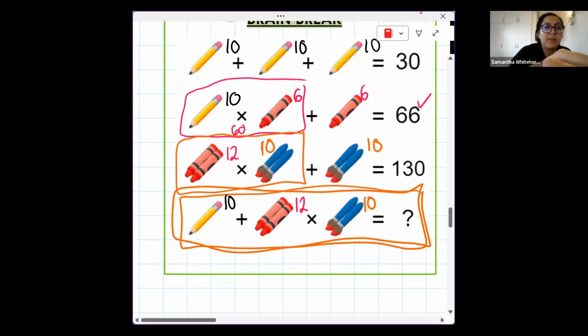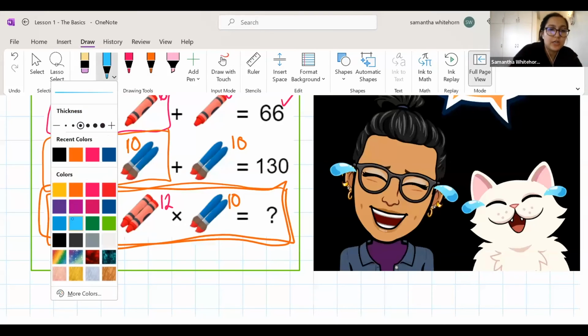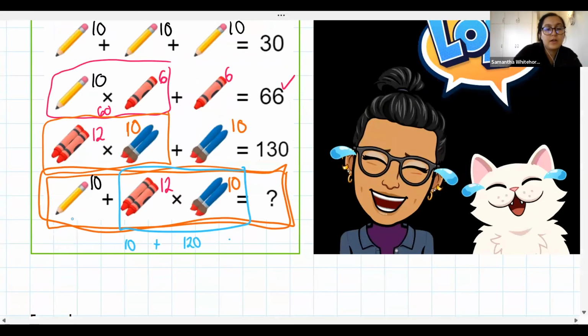I have to apply BODMAS because my order of operations is very important. So I do the 12 times 10 first, which gives me 120, plus the 10 gives me 130. So we actually get 130 twice in our calculations, but we only got that last 130 by essentially working out the value of our crayon, paint brushes, and pencil.